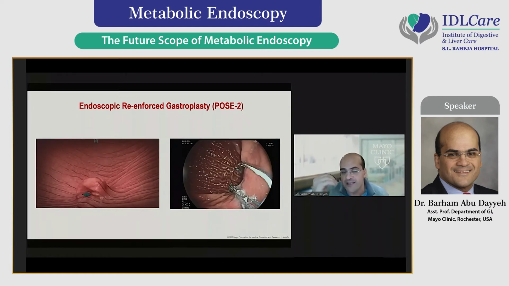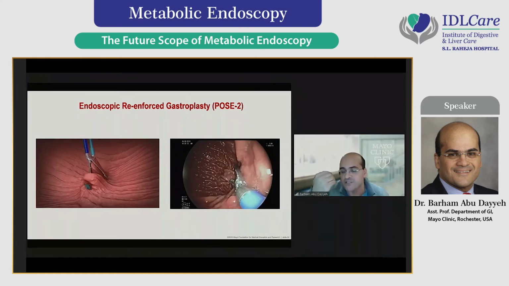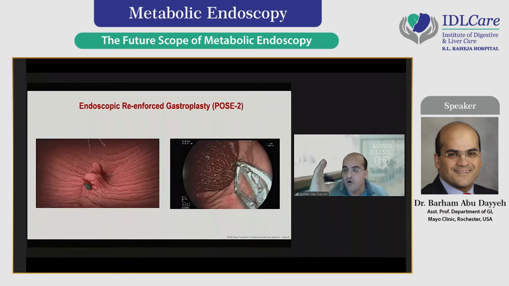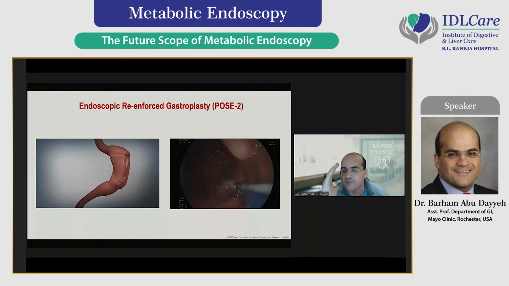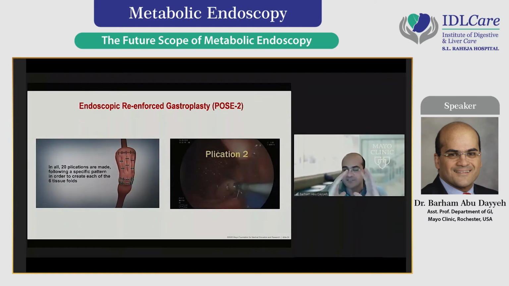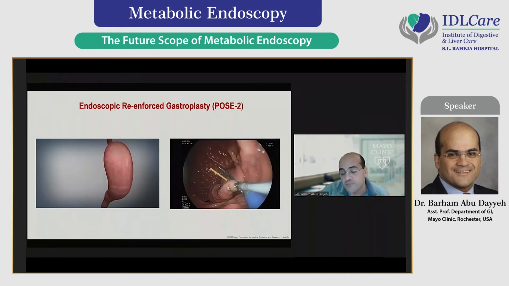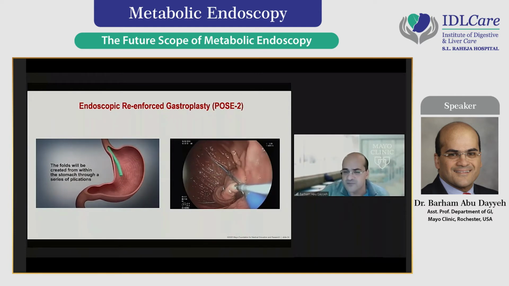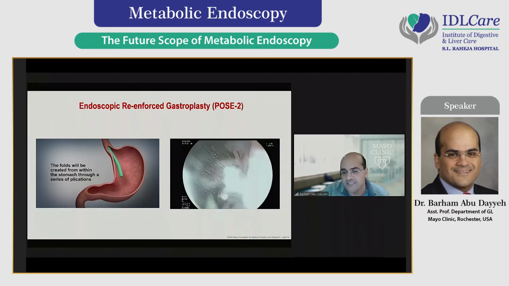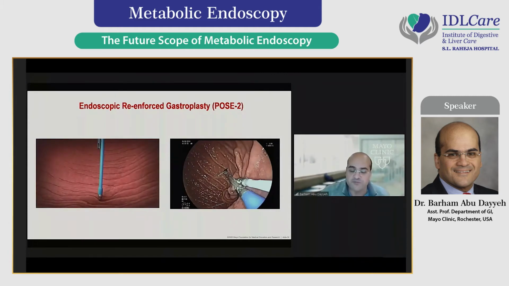And if you place these plications in a synchronized fashion, starting from the level of the incisura all the way to the proximal border of the stomach, you could see that you could tubularize the stomach and decrease its length, creating a similar physiology as endoscopic sleeve gastroplasty, but also with the potential added benefit of superb durability and easy scalability, because this really is an almost cookbook technique to follow with this procedure.